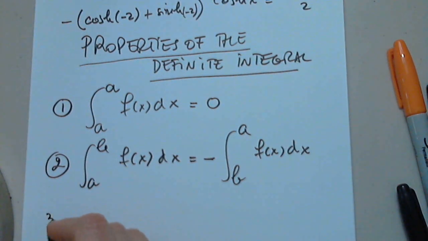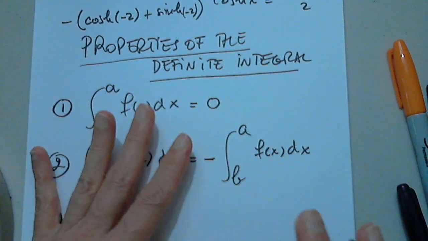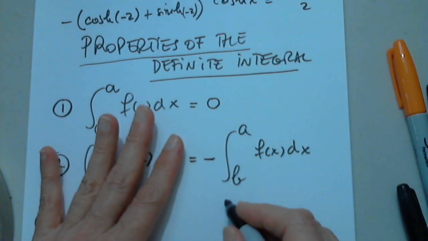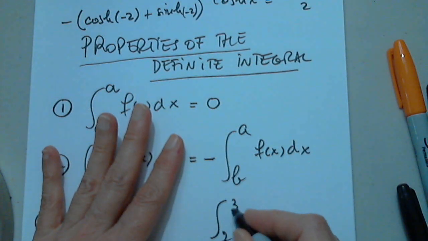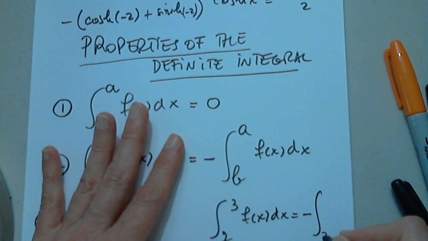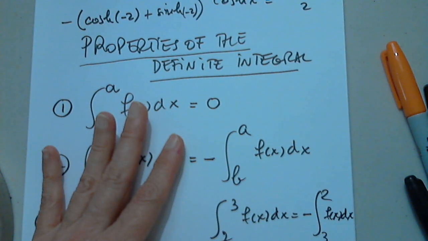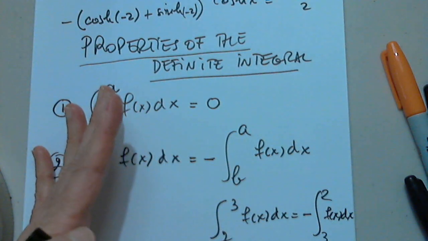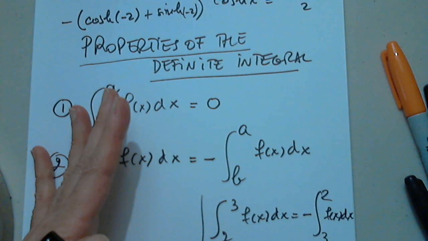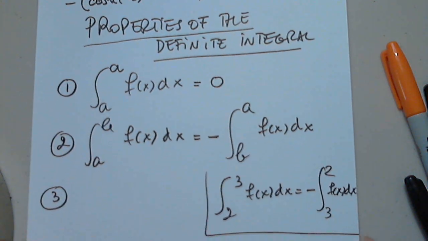Okay, number 3. So sorry, but that has a negative sign and the letters are swapped on the right-hand side? Yes, so let me give an example. The integral from 2 to 3 of f of x dx is the opposite of the integral from 3 to 2 of f of x dx. Is that okay? Yeah, okay.